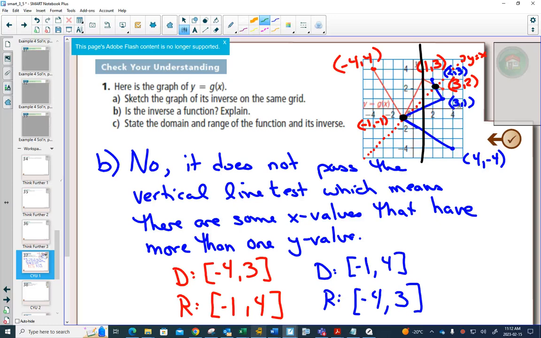And if you switch your x and y values, does it make sense that your x values, your domain, becomes your range? And your range becomes your domain. That's also this idea of your x and y values just switching. So if my domain is my x values, on my inverse, that would be my range.